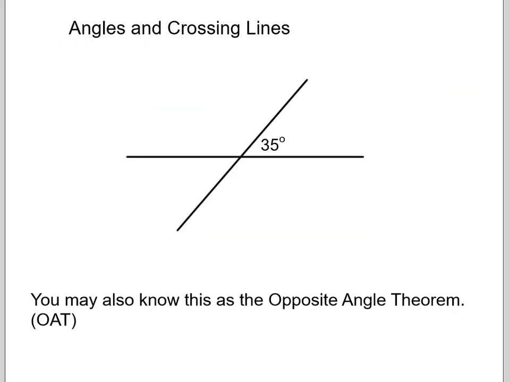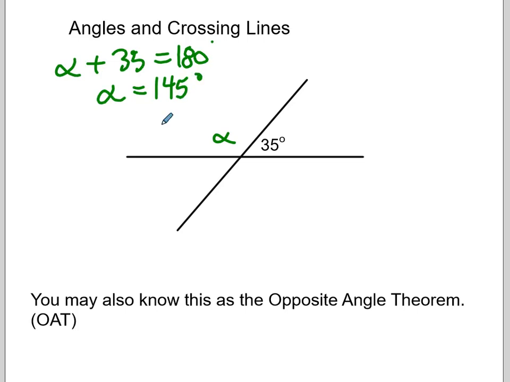Okay, angles and crossing lines. So you might know this as opposite angle theorem, or OAT, depending where you are. You could also do this with supplementary angles, which is the 180. So if you looked here, let's use our little alpha friend again. You could say alpha plus 35 equals 180 degrees. So the little alpha has to be 145 degrees.